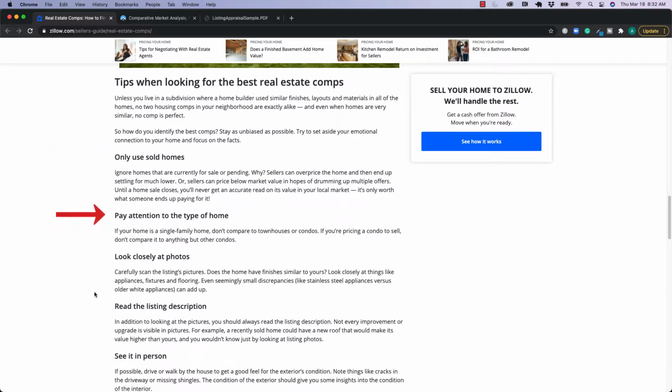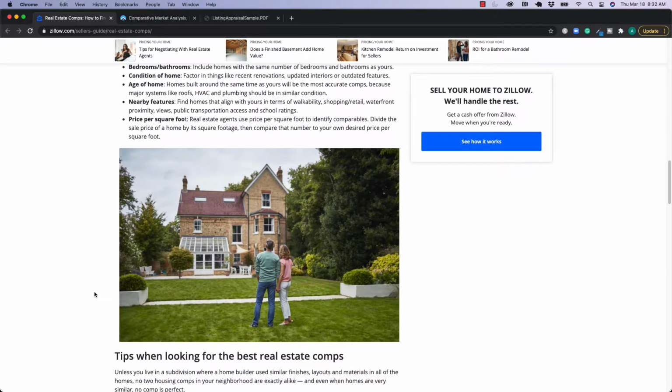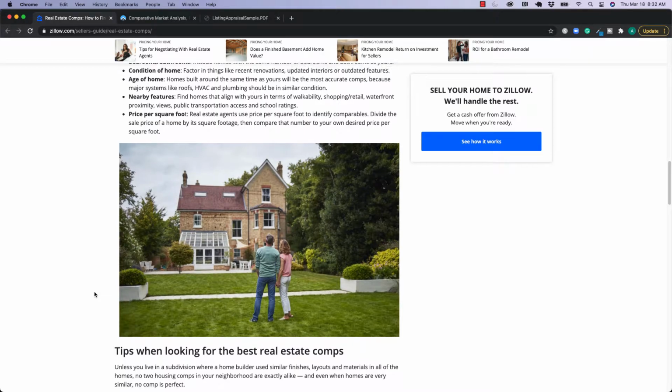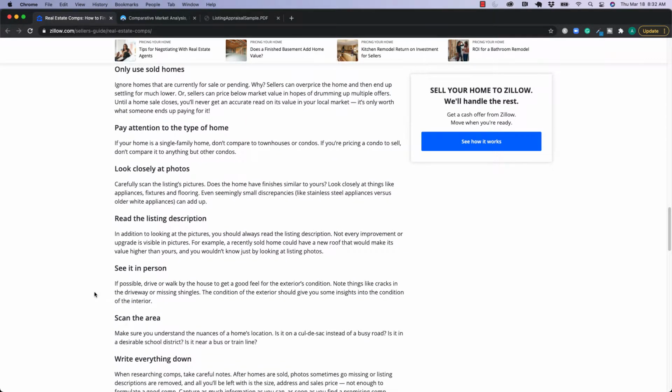Pay attention to the type of home. Single family is very different from a townhouse. A townhouse may have HOA fees and other regulations. A single family home may have its own backyard, it doesn't really have a fence, and you don't see your neighbors at all. As well, look closely at photos. We talked about this up here, to make sure that the conditions of the homes are similar. And if they're not, we'll account for that.